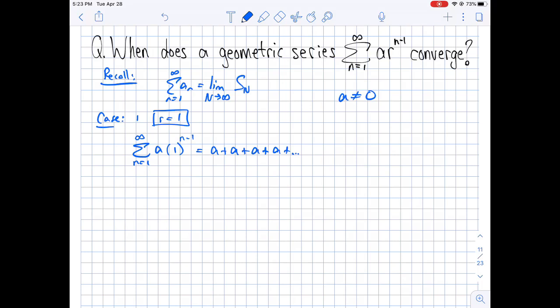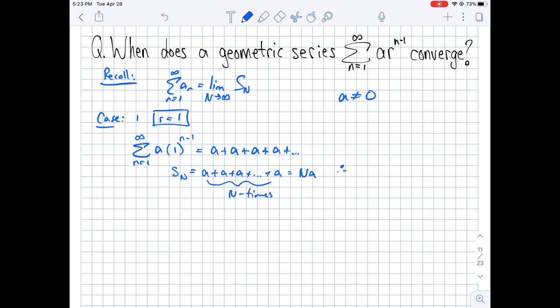Well, it might be clear right away that it's going to be divergent, but we can do that using our partial sums by saying that here the nth partial sum is just going to be a plus a plus a, all the way, how many times? Well, it's going to be a added up n times. So our partial sum is going to be n multiplied by a.